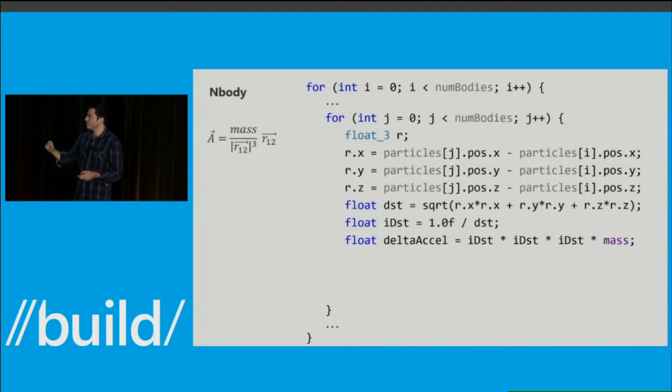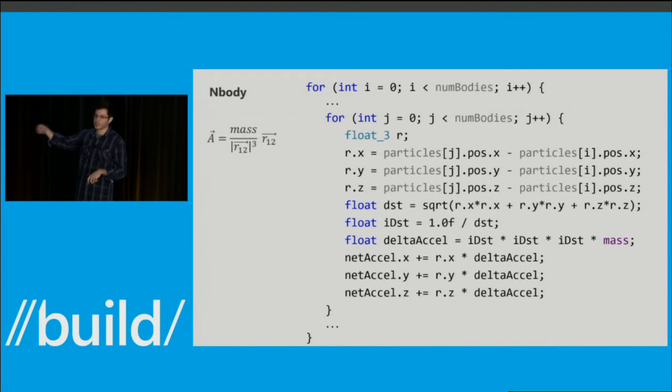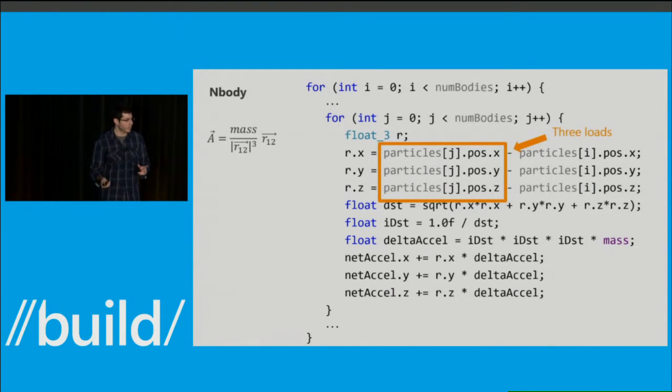And then we compute the gravitational parameters. It's the square root of the sum of the x, y, and z components squared, that kind of stuff. And then we have this computed net acceleration vector that gets incremented for every j particle. Right, enough of the physics stuff. Let's just talk about this as if it were C code or C++ code. So in this innermost loop body, we've got 3 loads. We're loading particles sub j dot position x, position y, position z.